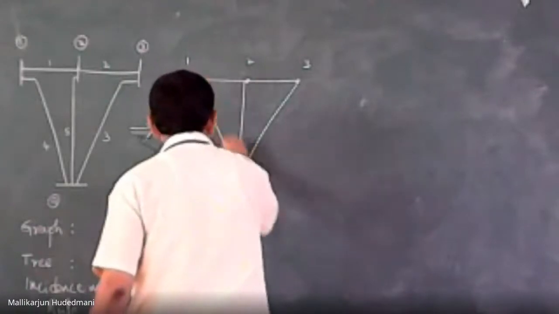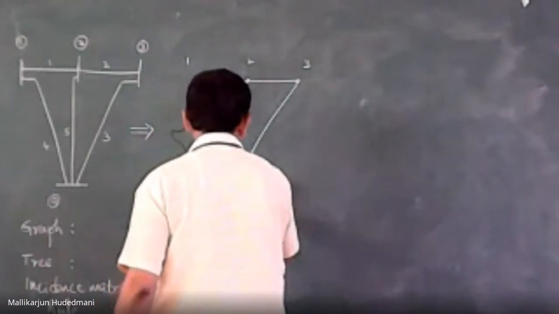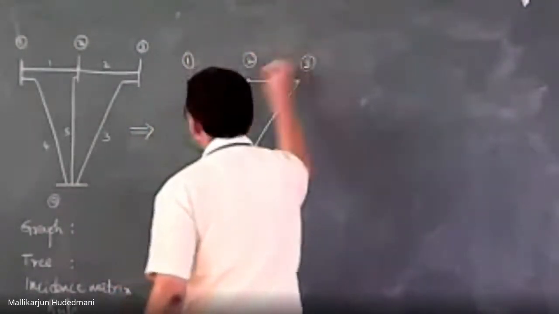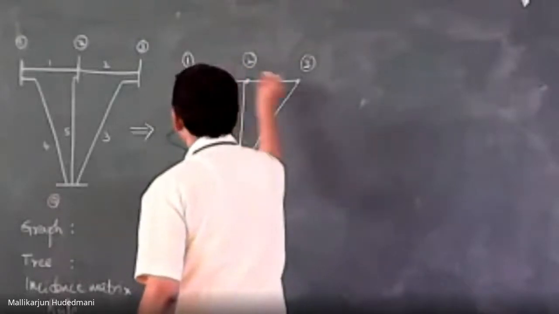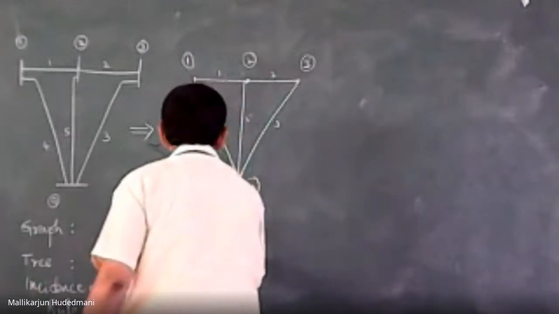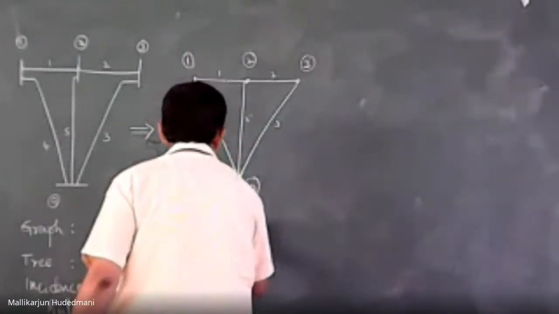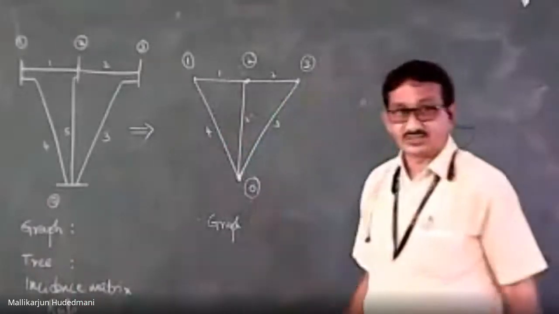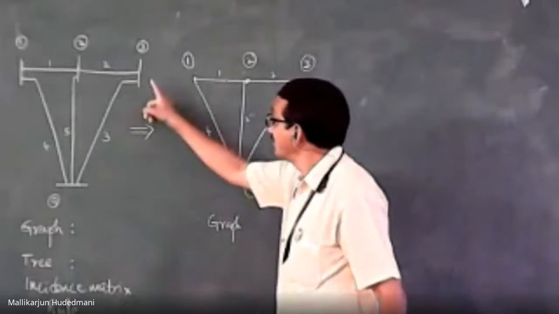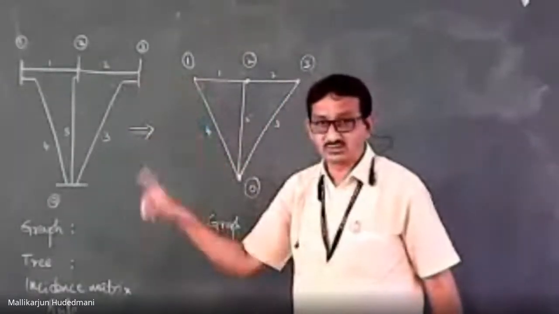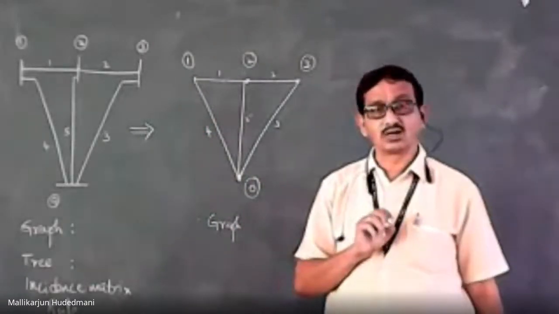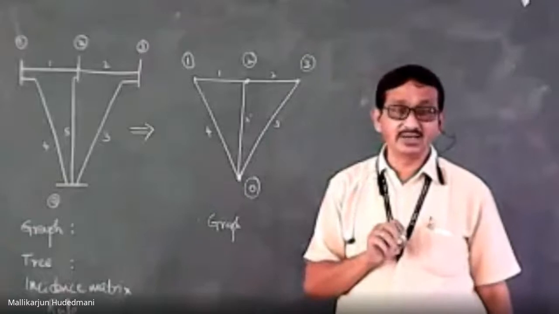Then I connect this. You can see this became the reference. This became 1, 2, 3. Then I label them: this is element number 1, element number 2, 3, 5, 4. This is called a graph. A graph is a graphical representation of the electrical connection of a system, incorporating all the buses and all the elements and depicting the connections graphically, connecting them by line segments.